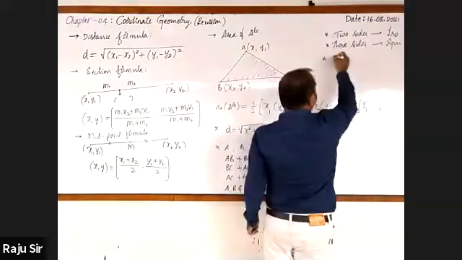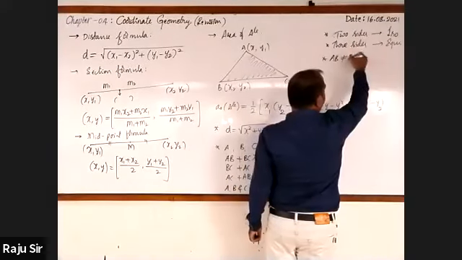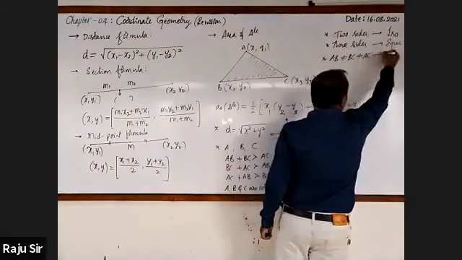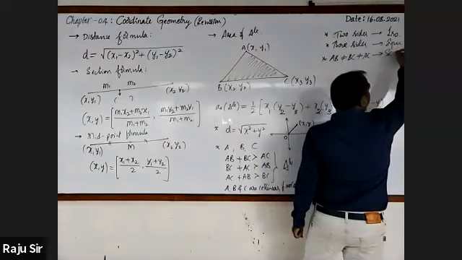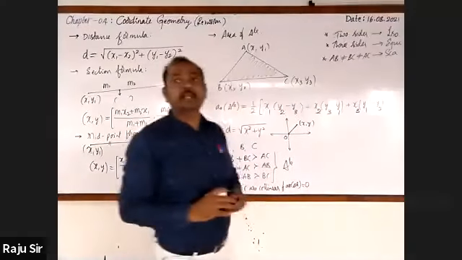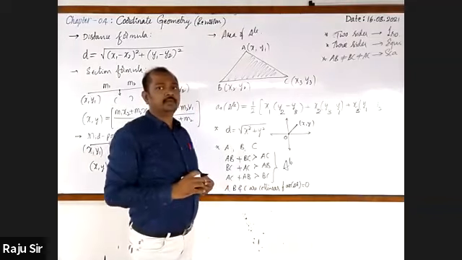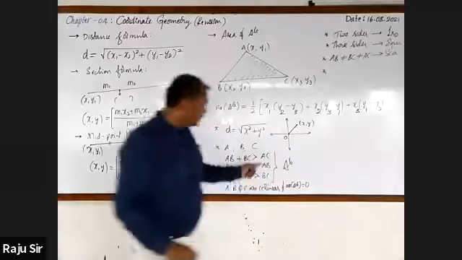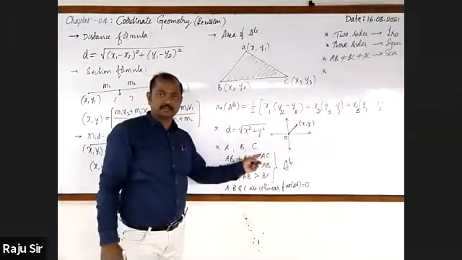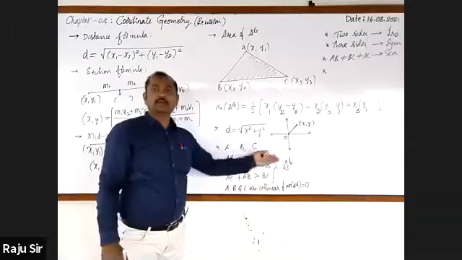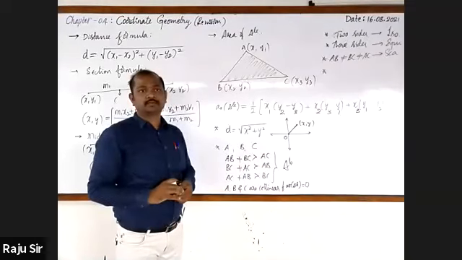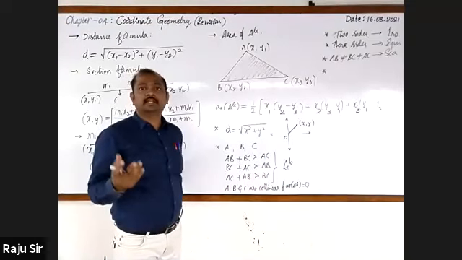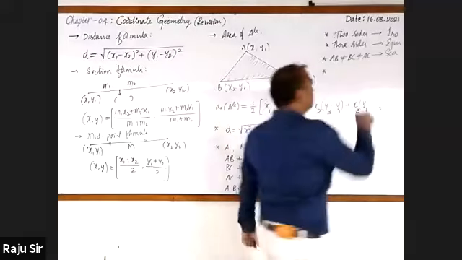If three sides like AB is not equal to BC is not equal to AC, it is a scalene triangle. If the square of any one of these three sides is equal to the sum of squares of the other two sides, it is a right angle triangle.